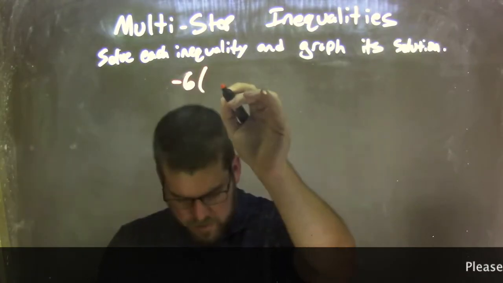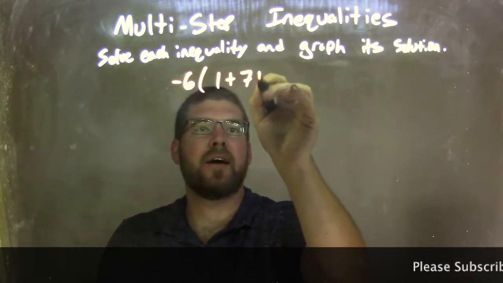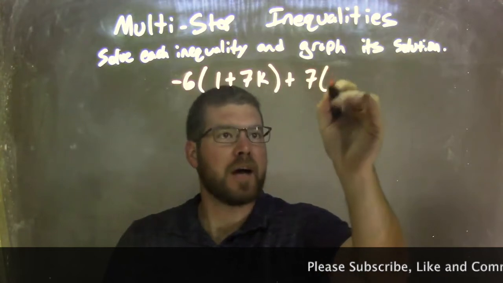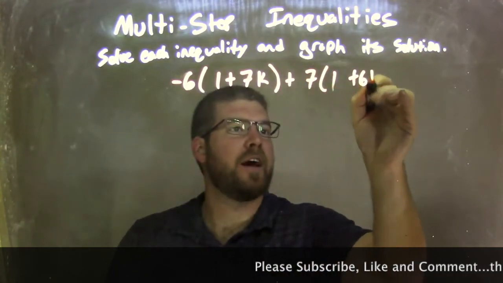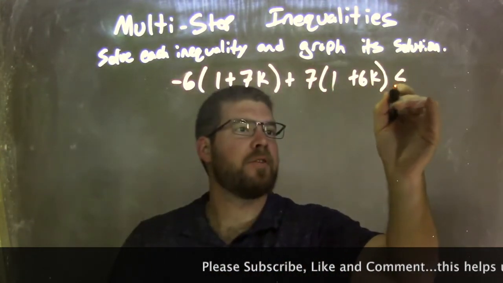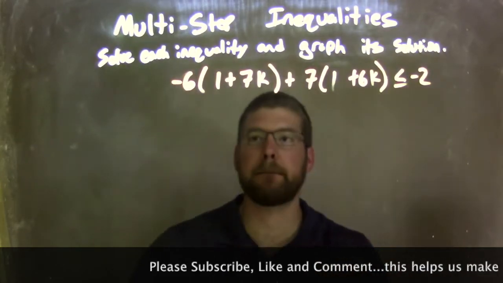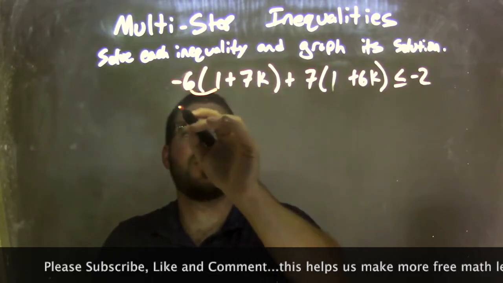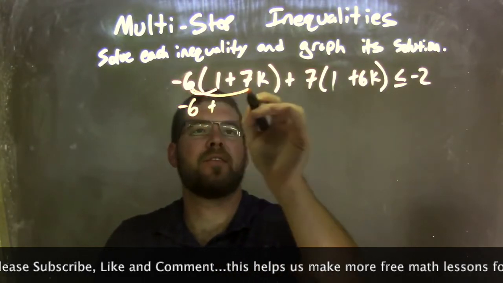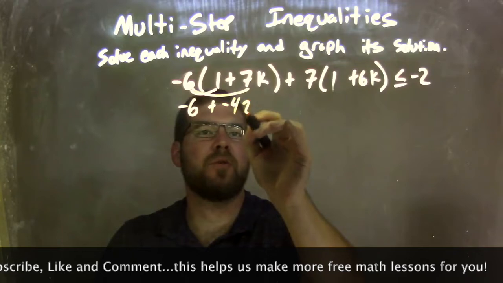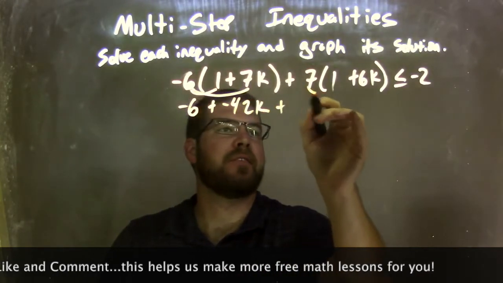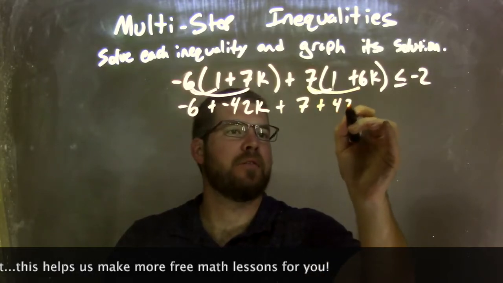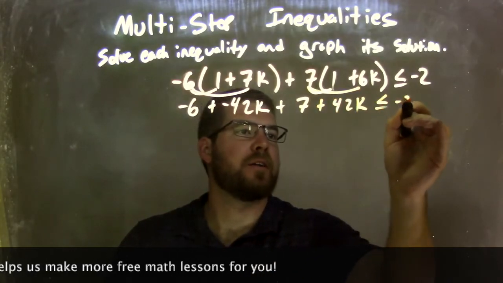Negative 6 times 1 plus 7k plus 7 times 1 plus 6k is less than or equal to negative 2. Okay? Well, let's go distribute each one of these parentheses out. So negative 6 times 1 is a negative 6, plus negative 6 times 7k is a negative 42k, plus 7 times 1 is 7, 7 times 6k is a positive 42k, and that's less than or equal to negative 2.